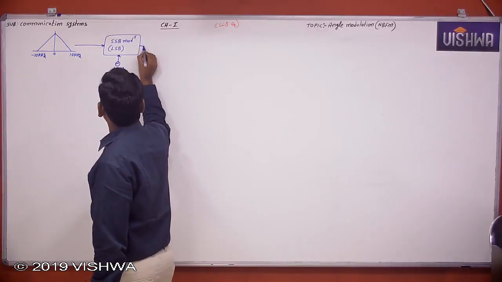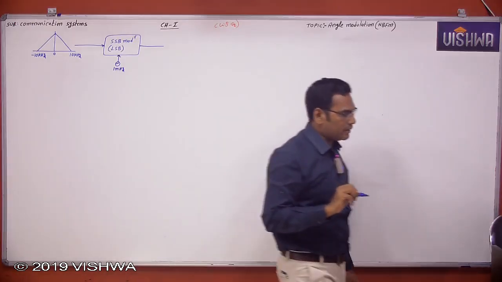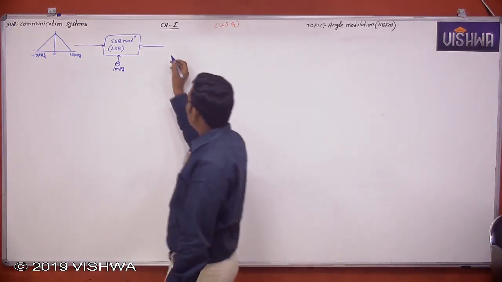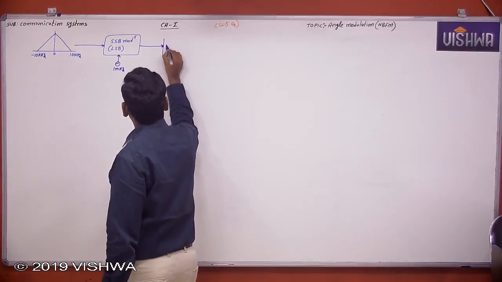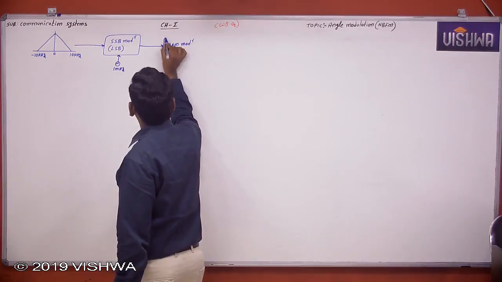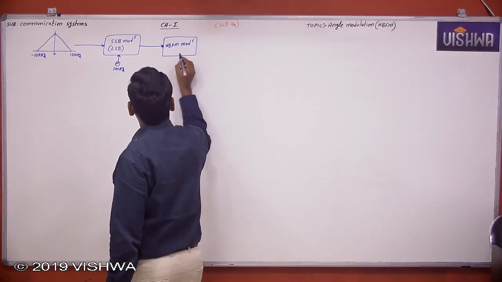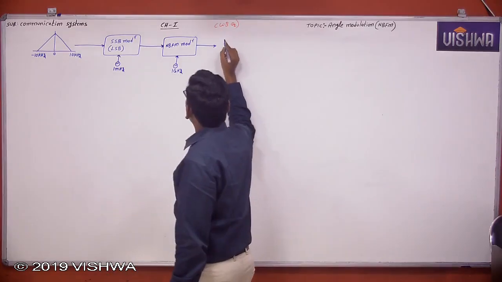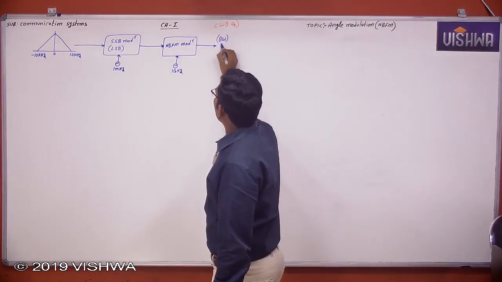Then the output of this SSB modulator, with a carrier frequency of 1 MHz, the resultant signal is again passed through a narrowband FM modulator with a carrier frequency of 1 GHz. Then what is the bandwidth of the output signal?